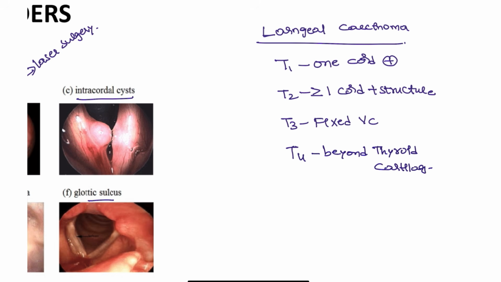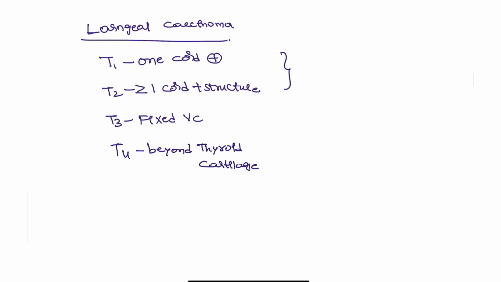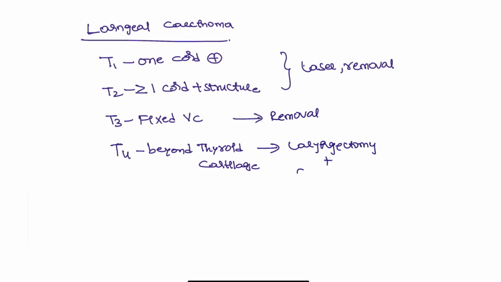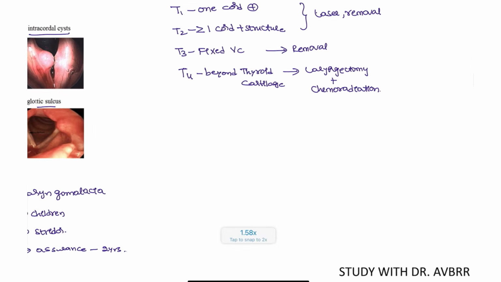The surroundings are involved. For the first two stages, we can go for laser surgery and removal of the growth. For T3 also, removal of the tumor. And here you are going to do laryngectomy plus chemoradiation. Chemoradiation is done for this patient. Okay, this is the important point.